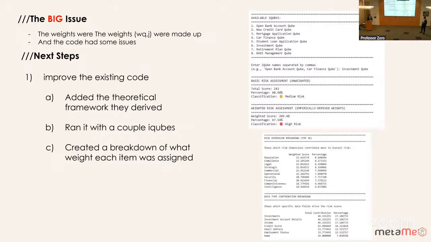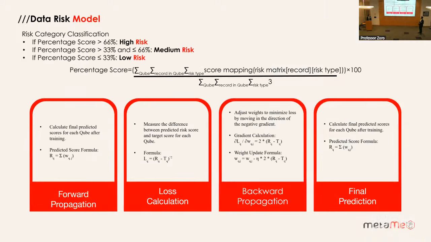It also gives you scores of what risk categories affect your iCube the most. So in an investment cube, it's reputation and compliance, because there are a lot of things you need to deal with when you're investing.